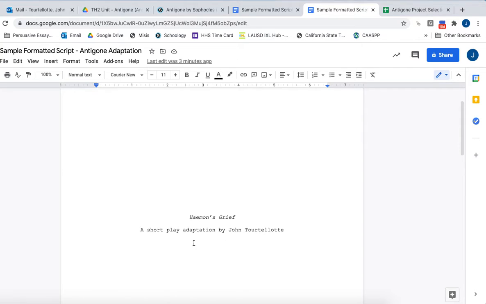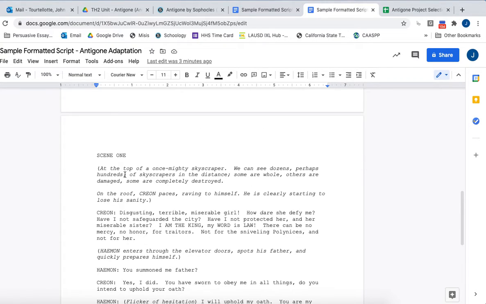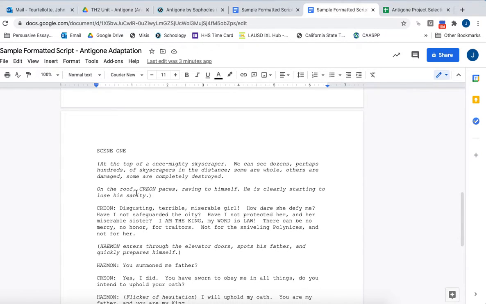I've changed the title, Short Play Adaptation. At the top of a once mighty skyscraper, we can see dozens, perhaps hundreds of skyscrapers in the distance. Some are whole, others are damaged, some are completely destroyed. On the roof, Creon paces, raving to himself. He is clearly starting to lose his sanity. So, this is not directly pulled from the play. It's just inspired by it. It's an adaptation, so I have more flexibility in describing things in the stage directions.